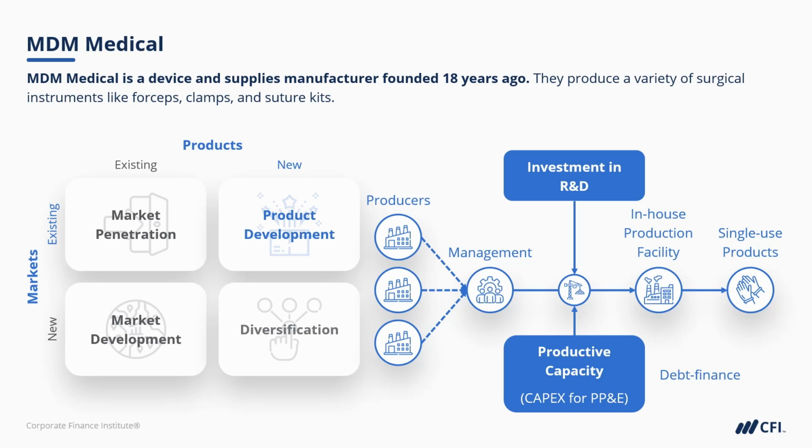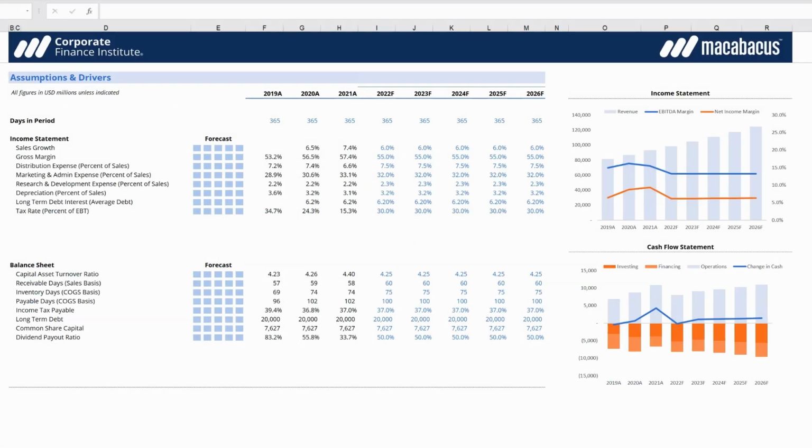Going off the information in our PESTEL, as well as what we've been told here about competitive positioning and growth strategy, what types of assumptions do you think we would be focusing on? Let's have a look. Here we're back at the assumptions and drivers section of this base case model, and we're working off of the same base case assumptions as with the previous client, and we'll make amendments going forward based on the information provided to us in this case.